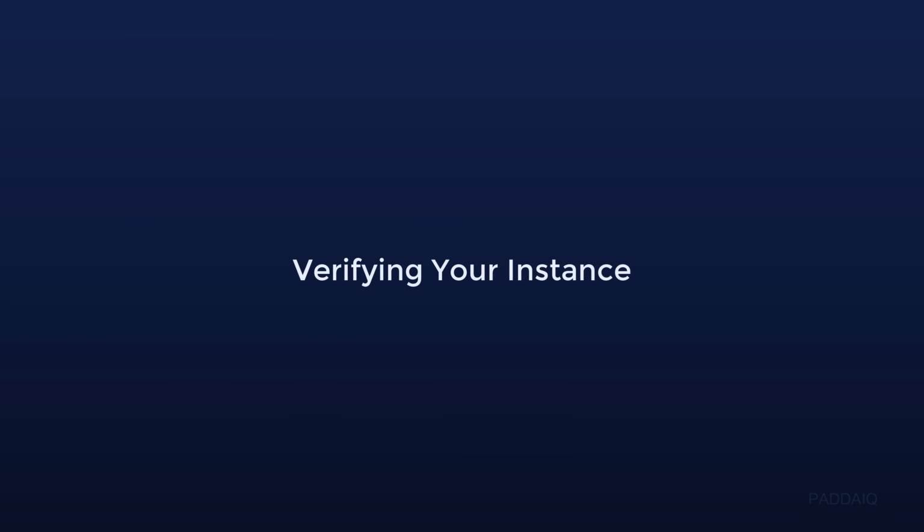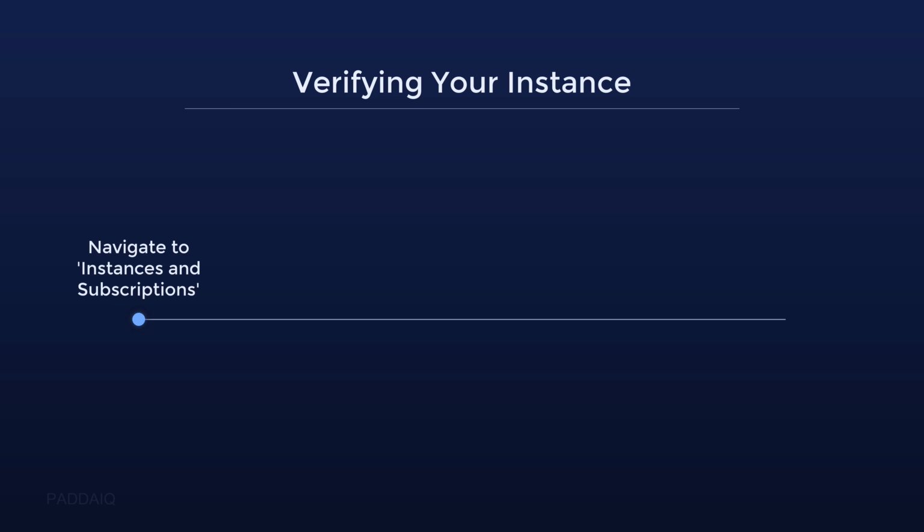Verifying your SAP BTP instance status. Navigate to Instances and Subscriptions. This means going to the specific area in your SAP BTP cockpit where all your active services are listed. For example, if you have a trial account, you would click here to see your available applications. This is your first step to confirm everything is running correctly.